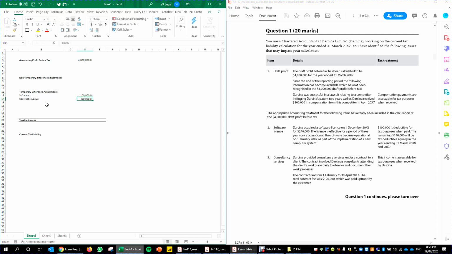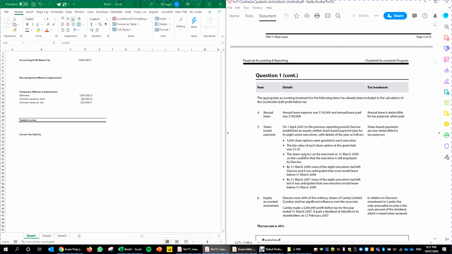So I'm just going to reverse this out, and after reversing it out, I'm going to add in the tax treatment. So you could just do this as one line and just show the difference, but I'm going to split them out separately. So contract revenue accounting, contract revenue tax. So now, how is it actually treated for tax? Well, we know that over here, the income is assessable for tax purposes when received by Darsena. Okay, so because they received it during the FI17 year, we're going to have to recognize the whole $120,000, and that's it. That's how you do that part.